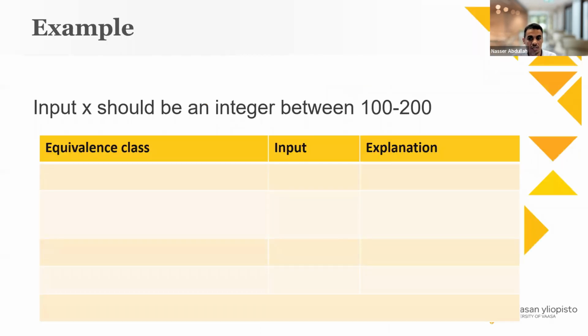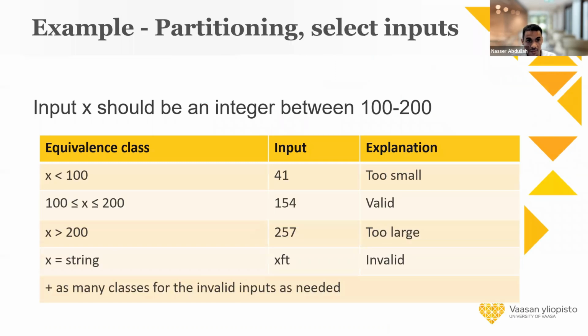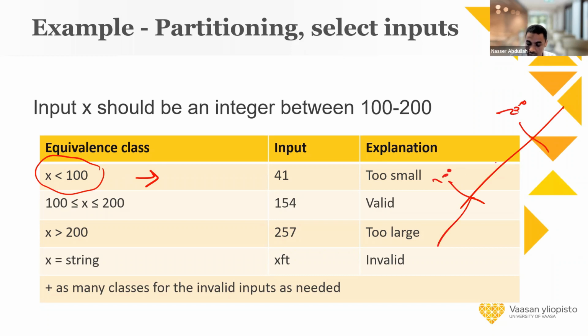Next, here is also an example. Actually, this is the same example, but here we also select the numbers. Now we have the partitions. For the first partition, when we divide this range into partitions, we have 100 and 200, and then we say this will be invalid, valid, and invalid. We also select another partition which is not included in this range, which is a string and a decimal number, which is also invalid.